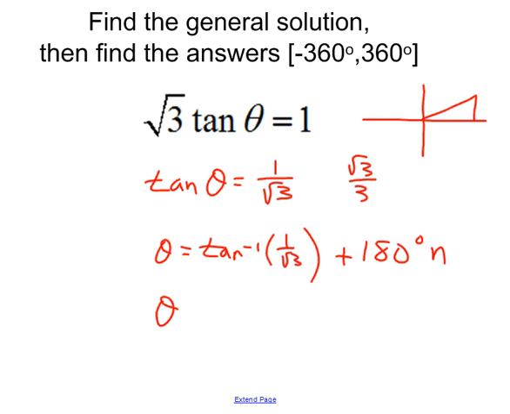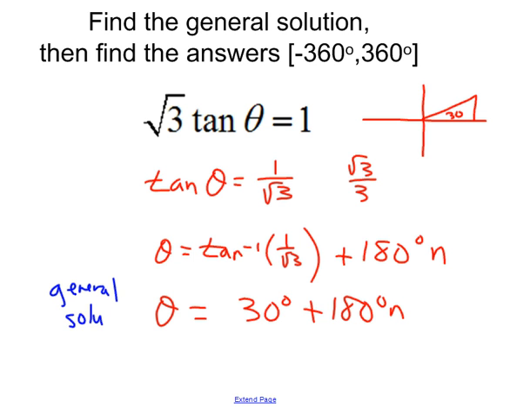On a test, you could also do tan inverse. What is tan inverse of 1 over root 3? Well, this is the 30-degree reference, and so this will be 30 degrees plus 180n. That's my solution. That is the general solution right here. This represents every angle that is a solution for this equation.